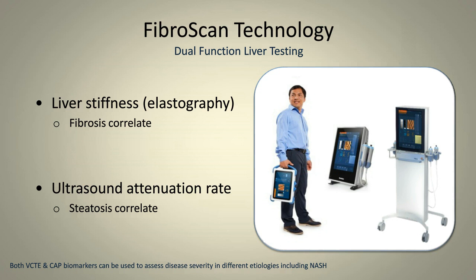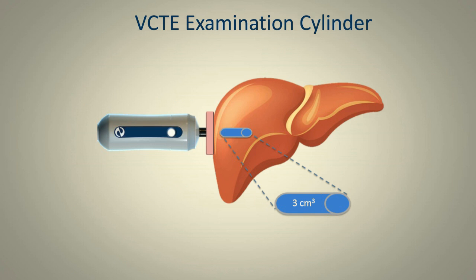Now, VCTE basically utilizes a 50 Hertz shear wave, and it generates about a 3 centimeter cubed area of liver tissue that gets evaluated. And basically, you put this transducer on the side of the liver, the right upper quadrant. It's targeting the right lobe of the liver. And you push this white button, and a little thump occurs that allows for this 50 Hertz shear wave to basically transduce through the liver. And we'll talk about what happens.